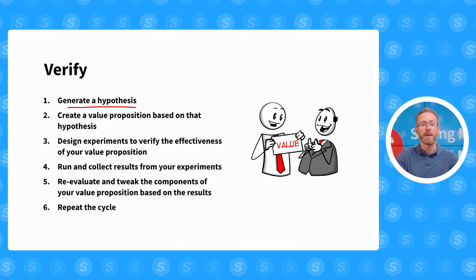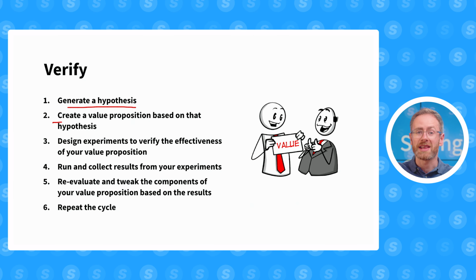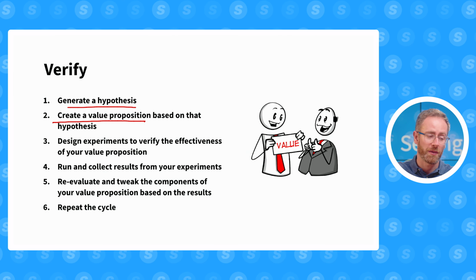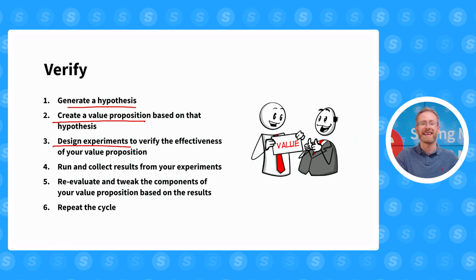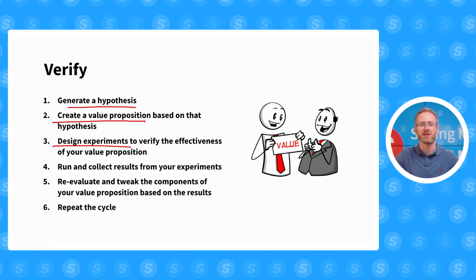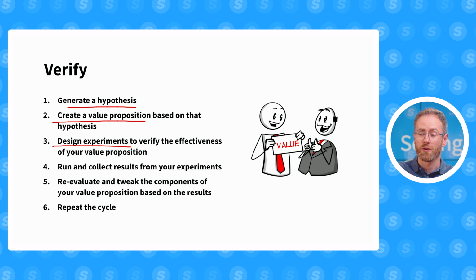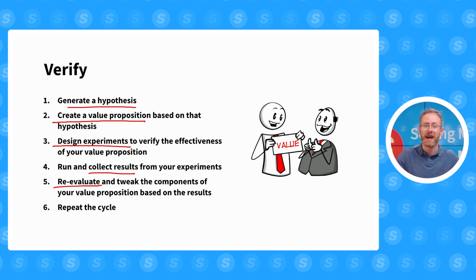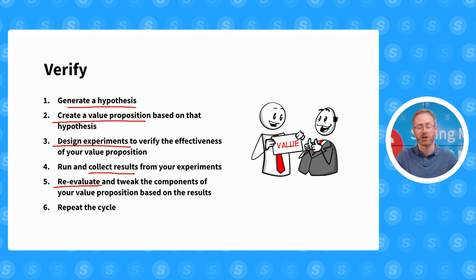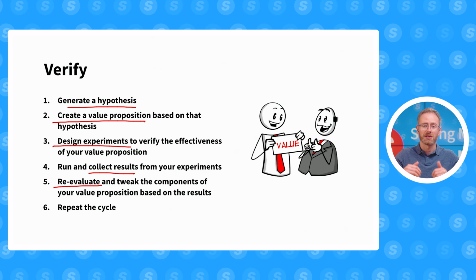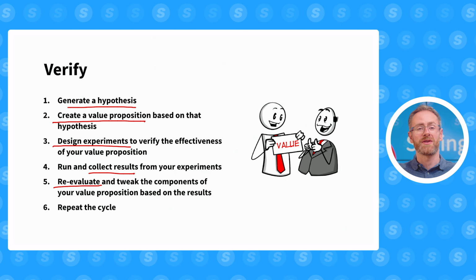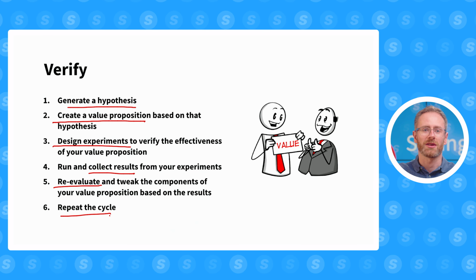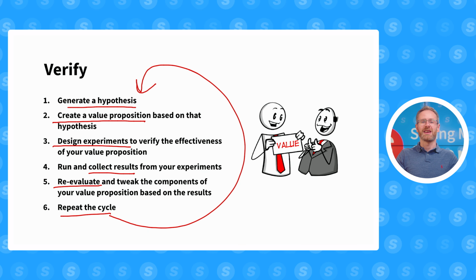Generate a hypothesis about your ideal buyer and what they value. Create the value proposition based on the hypothesis, like we just did in the previous step. And then we need to design an experiment to verify the effectiveness of our value proposition. We're going to run through this experiment, we're going to collect some results, and then, depending on how well it works, we're going to reevaluate and tweak the components of our value proposition based on actual results and data. If it's not crazy effective in the first instance, then we just repeat the cycle. Now that might sound more complicated than it actually is.